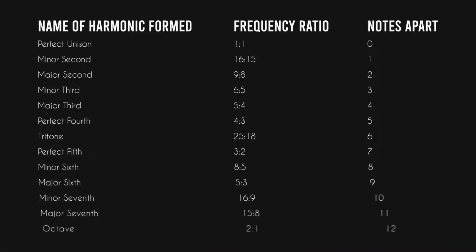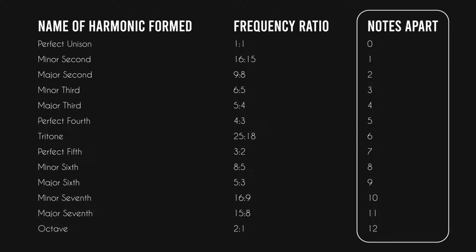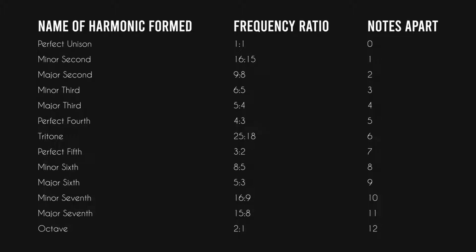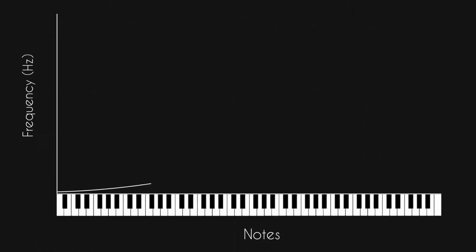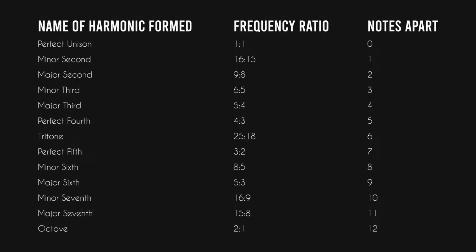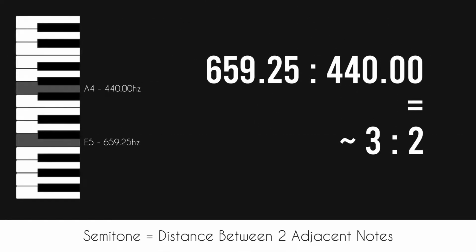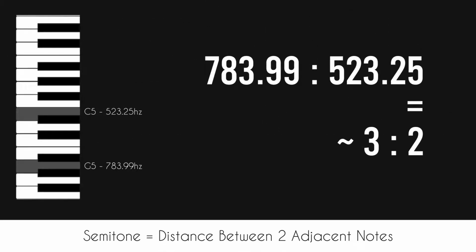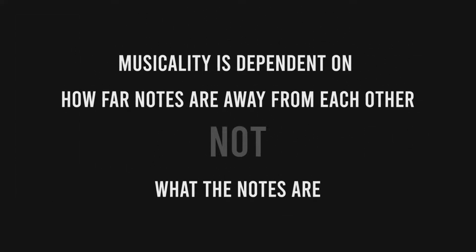In music, names are given to all of the ratios that exist. These ratios are completely dependent on how far the notes are away from each other, not what the notes actually are themselves. This is because the frequency of notes increases exponentially, not linearly. For example, 660 Hz to 440 Hz forms a ratio of 3 to 2, commonly known as a perfect fifth. If we shift both of the notes up by 3 semitones, the ratio still holds. Musicality is thus dependent on relative pitches, not absolute frequencies.